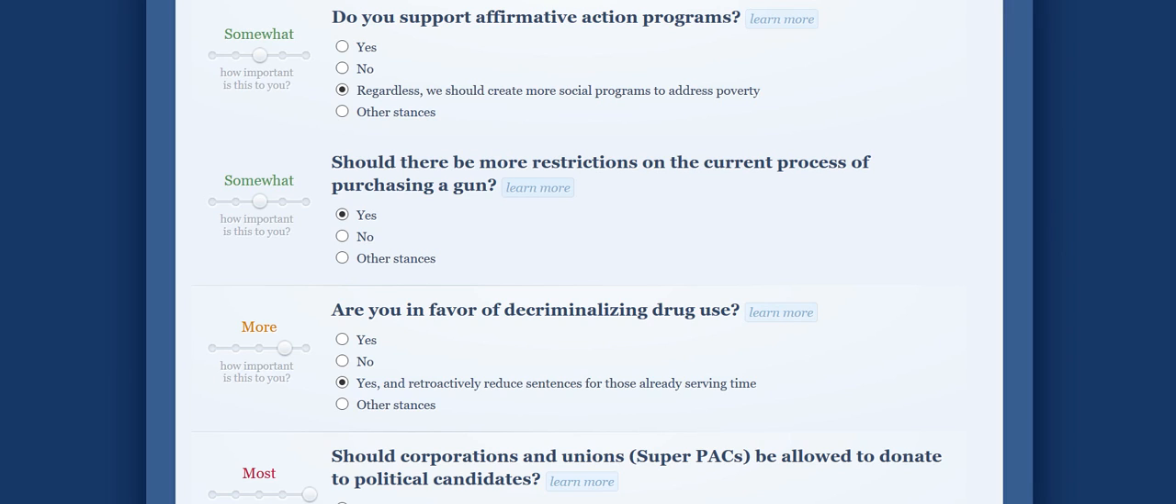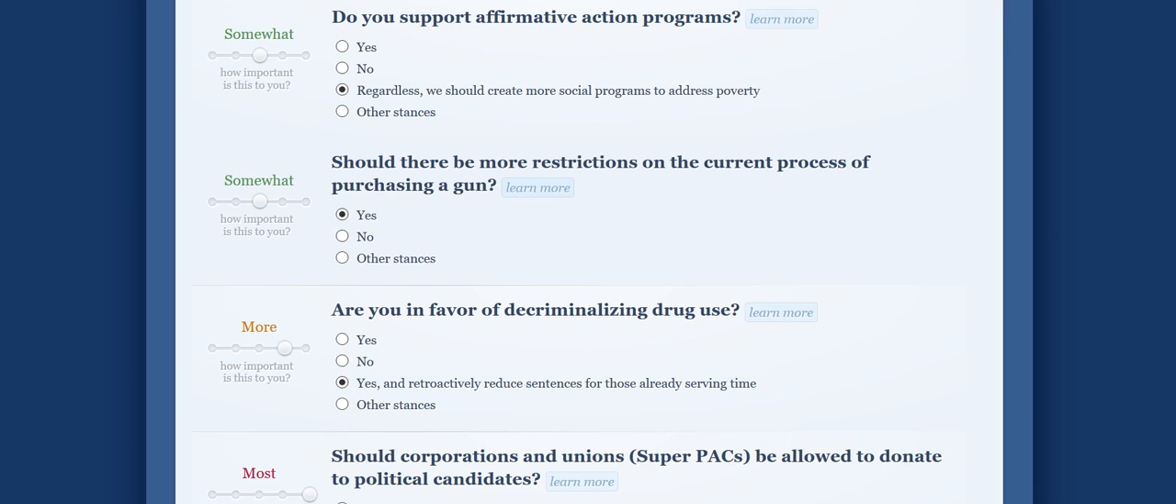No. Even accounting for and acknowledging all the factors that have been weighed against the black community and people of color in general, it's still an acceptable position to say the person who does the best should get the position. So I don't know. I was massively torn on affirmative action, but I just dodged it and said, regardless, we should create more social programs to address poverty. Okay, next.